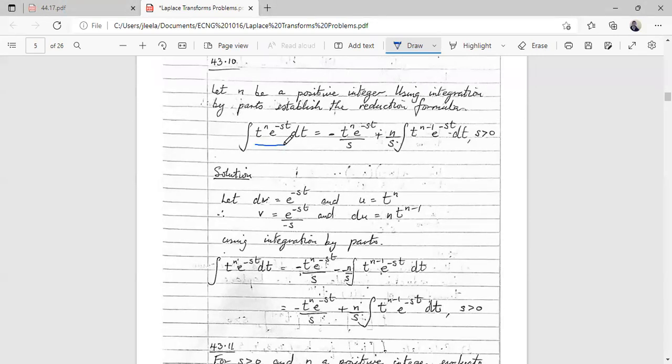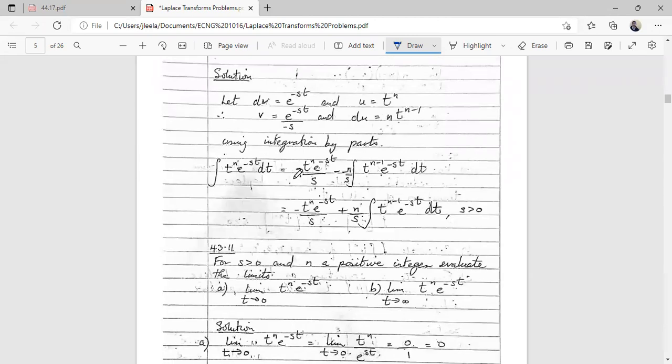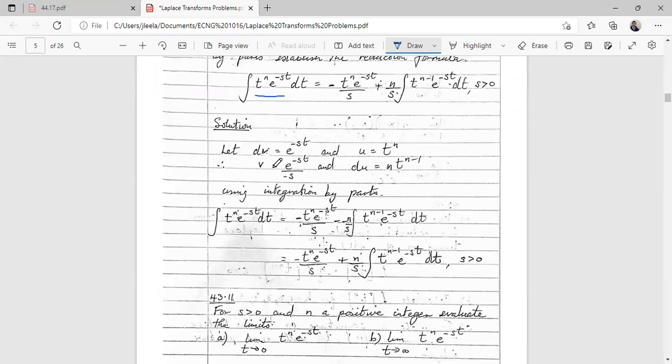So we want to show that. So here now we just use our integration by parts. So dv is e to the minus st, and u is t to the n. So v will be e to the minus st over minus s. du will be n t to the n minus 1, right? So your uv will be minus t to the n e to the minus st over s, because you have a negative here. And then you'll have to minus v du, right? That is these two terms here.